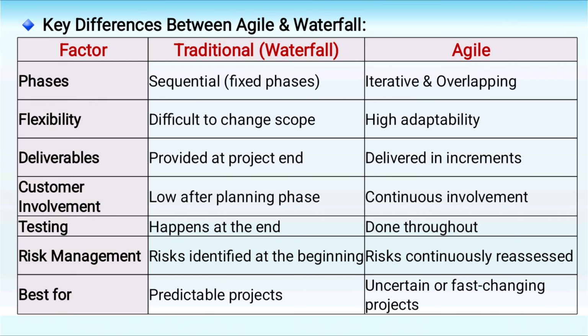Scope flexibility. Waterfall locks scope early. Agile allows scope to evolve. Customer involvement. Waterfall has limited customer feedback points. Agile engages the customer constantly. Delivery approach. Waterfall delivers at the end. Agile delivers iteratively and incrementally.